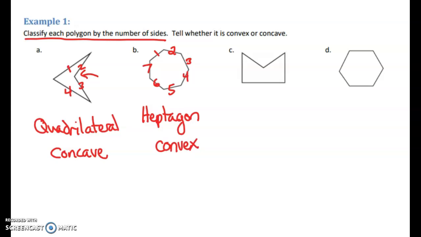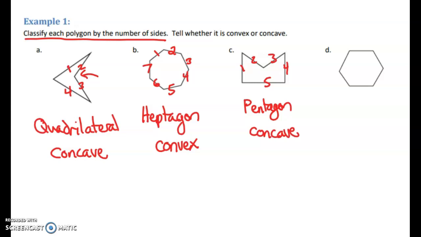All right, you guys go ahead and try C. I'm going to ask you 2 questions in Edpuzzle. I'm going to want to know classifying by the number of sides and tell if it is convex or concave. All right, so 1, 2, 3, 4, 5. 5 sides, so it's a pentagon. And it caves in, so it is concave.